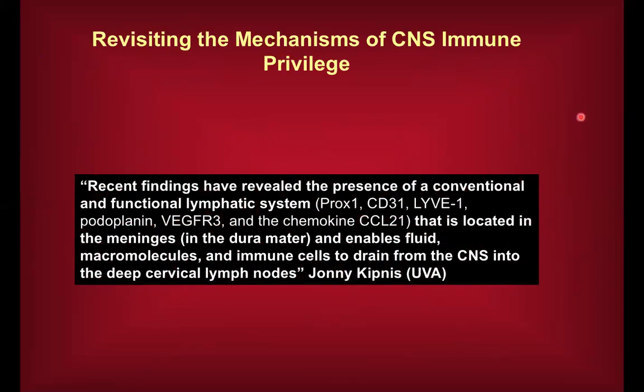One of the people who found this, or really brought this to the forefront, was Jonathan Kipnis, who was at UVA at the time and is now at WashU. He had one of the landmark papers to show this lymphatic system. Basically, using labeling for vessels that are normally found in the peripheral lymphatic system, he found that it was located in the meninges within the dura mater, and enables fluid, macromolecules, and immune cells to drain from the CNS into deep cervical lymph nodes.